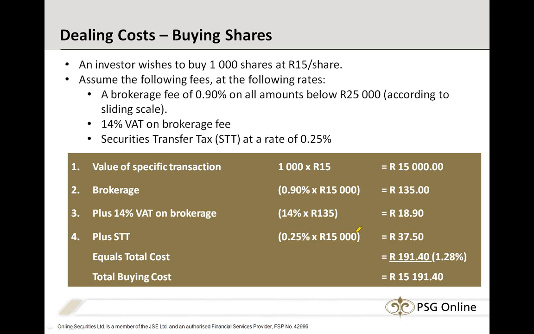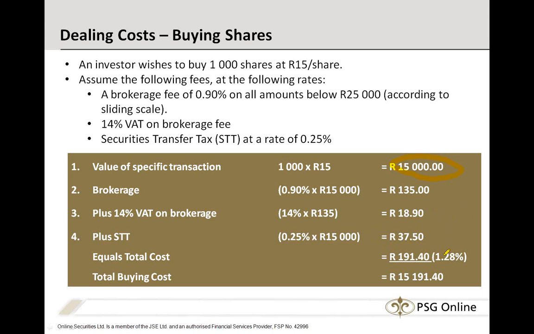An investor wants to buy 1,000 shares at 15 Rand a share. So the value of the transaction is 15,000 Rand. My brokerage is 0.9% of that, so it works out to 135 Rand. My VAT on that transaction is 18 Rand 90. And then my securities transfer tax is 0.25% of the value. So my total cost is 191 Rand. That is a percentage of my 15,000, 1.28%. So as I say, the bigger the transaction, the cheaper it becomes.